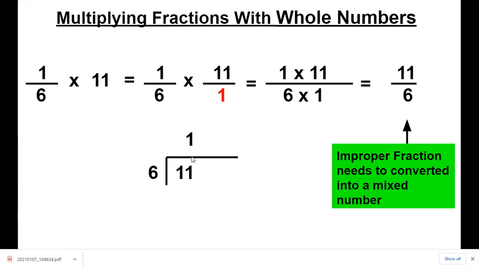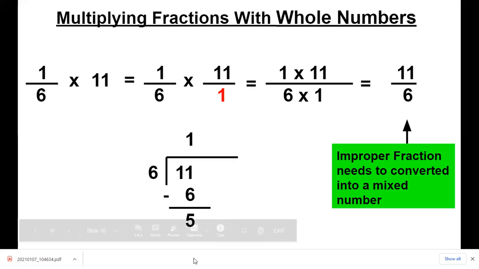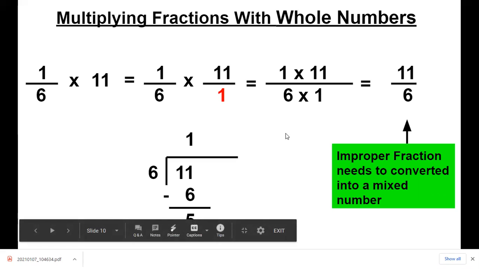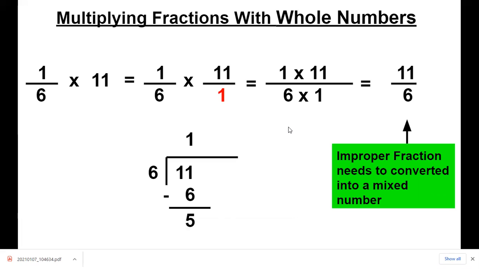I'm going to put the 1 over the second one because I went into the whole number 11. So now I multiply. 6 times 1 is 6, and now I subtract. 11 minus 6 is 5. Now what am I going to do with my remainder down here of 5? What can I do with that? Well, I'm going to bring it up to the top. It's going to become my numerator. My bottom number is going to stay a 6, just like you learned in adding and subtracting. So my final answer is 1 5/6.